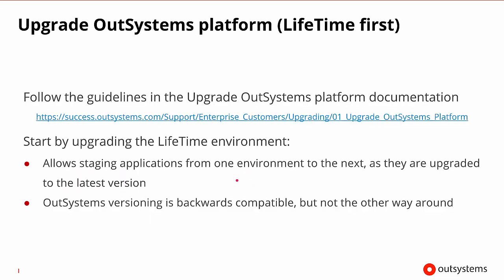So if we have our environment either in the cloud or on premises and we want to upgrade that OutSystems platform, one of the things we recommend is that lifetime be upgraded first. So there are some guidelines on how to upgrade the OutSystems platform, and there's a link here to some very good documentation that can walk you through that process. But we suggest that you start by upgrading the lifetime environment because it's what manages the staging between all of the other environments, and they will need to be upgraded to the latest version as well.